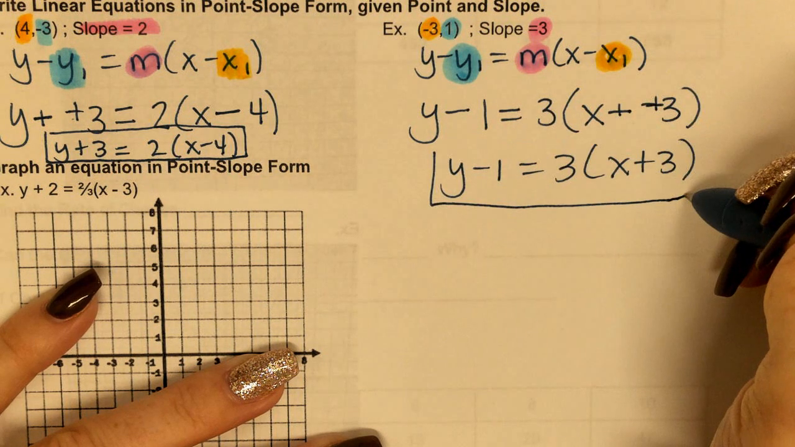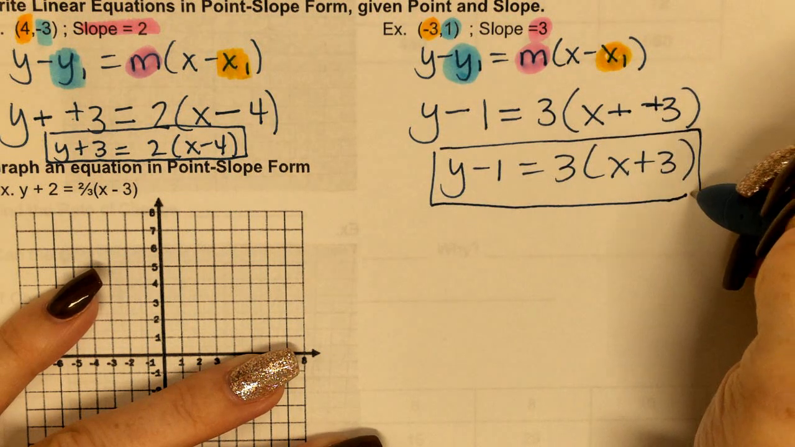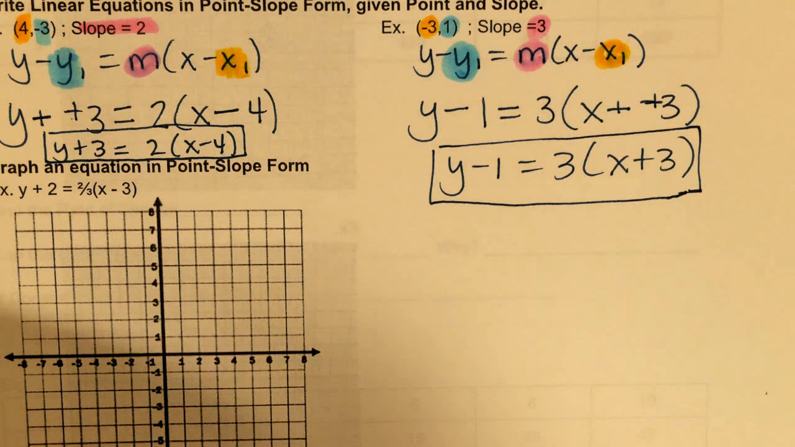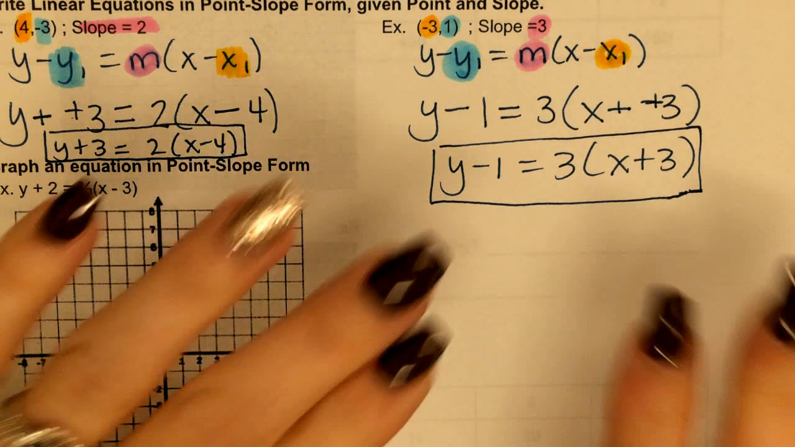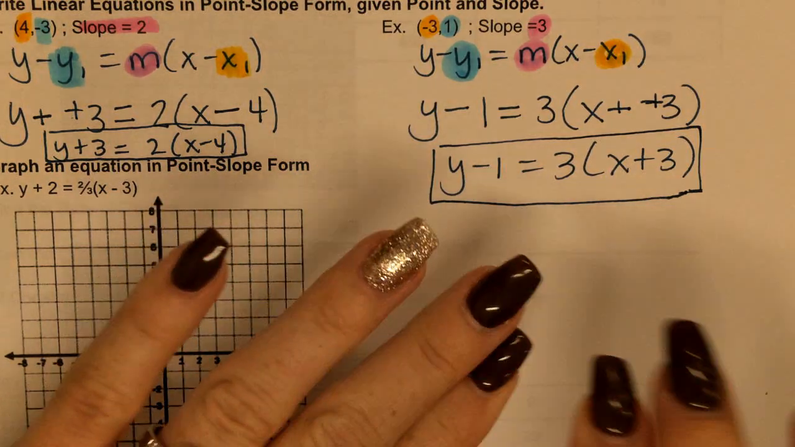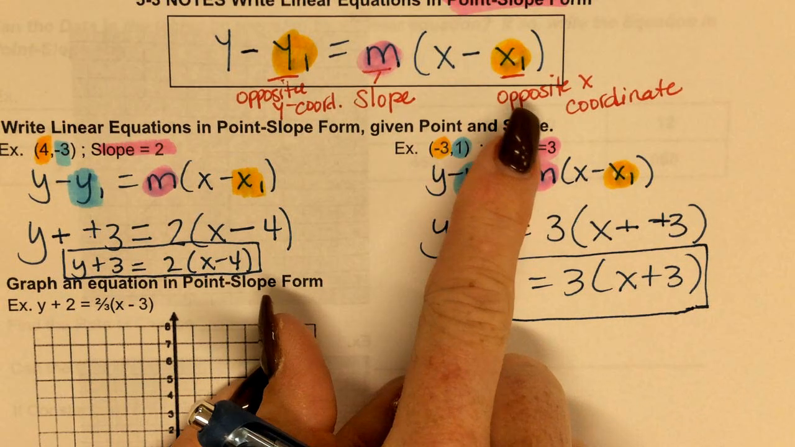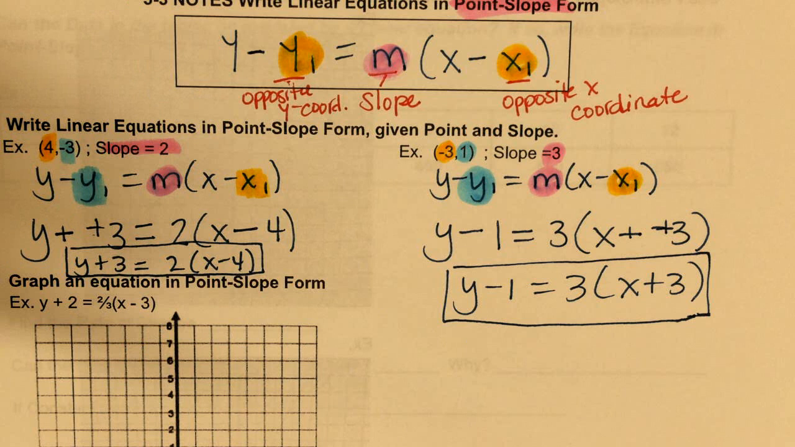Now, I know a lot of you have this innate want to get rid of the parentheses because we've learned distributive property, but this is called point-slope form, and point-slope form has parentheses, so it's your job to leave it alone.